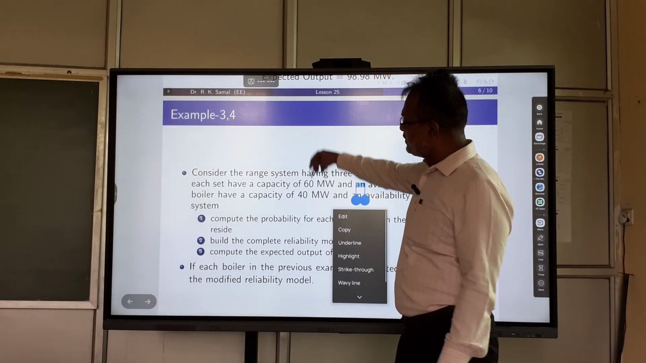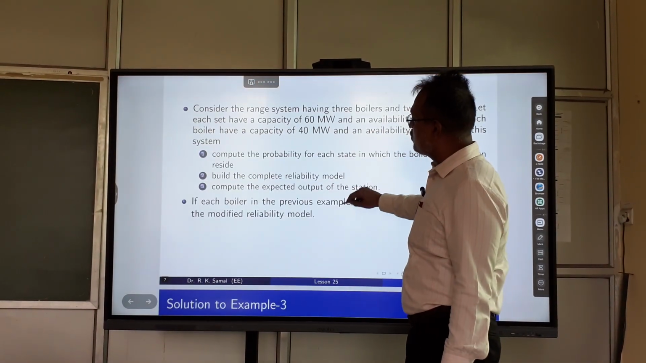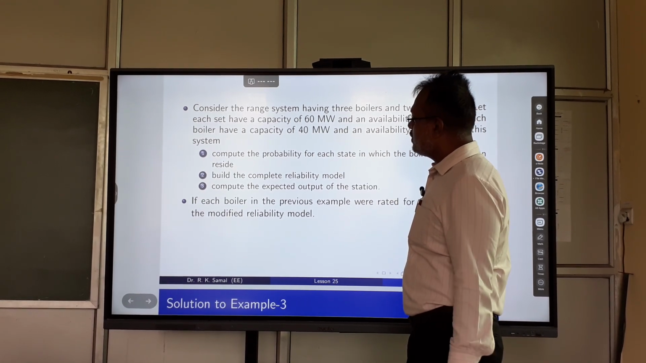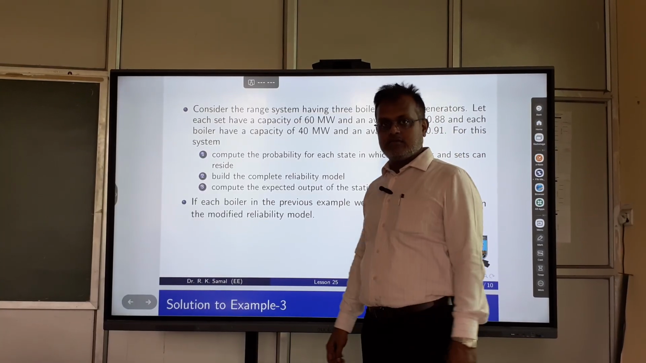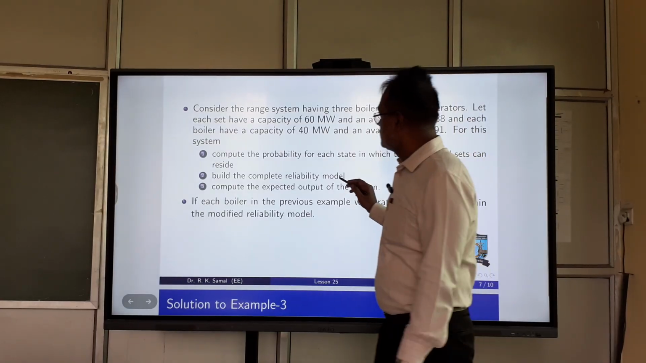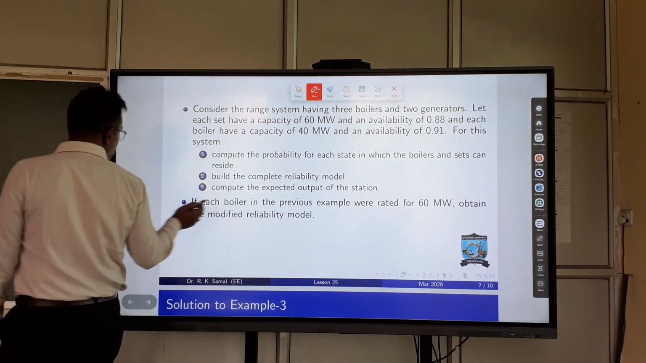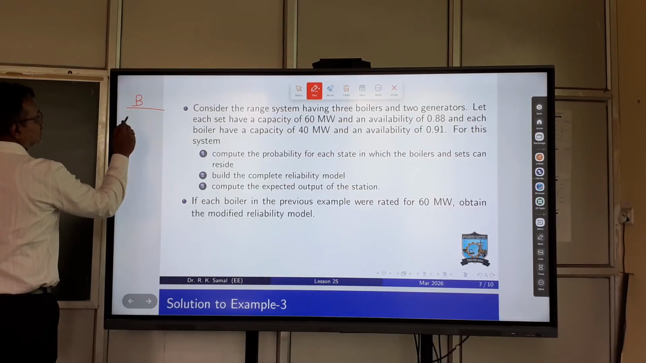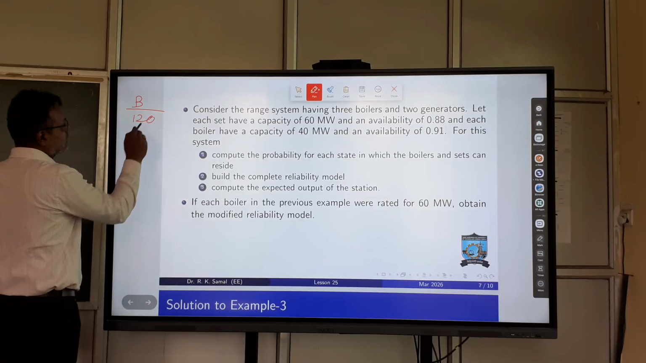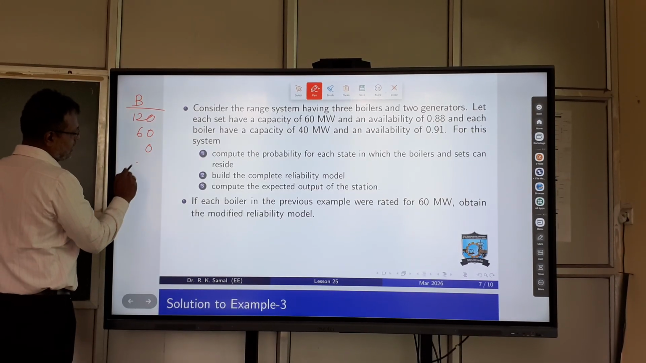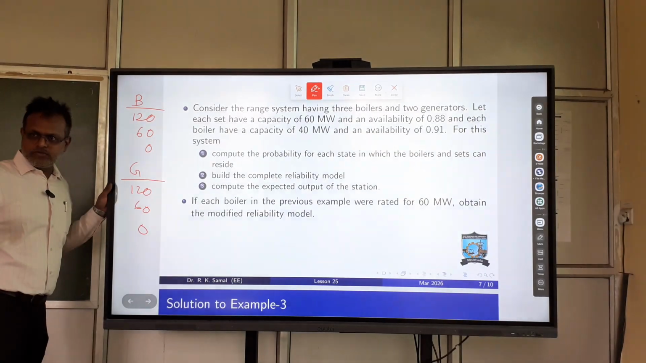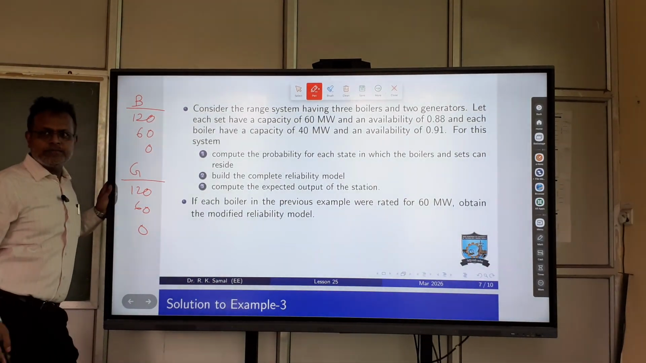Example 5, example 3, and this is example 4. In the previous example, the boiler was rated for 60 megawatt; obtain the modified reliability model. The boiler will be 60, same for the three boilers, 120, 60, 0. And the generator is also 120, 60. What are the values for 120, or what are the probabilities?